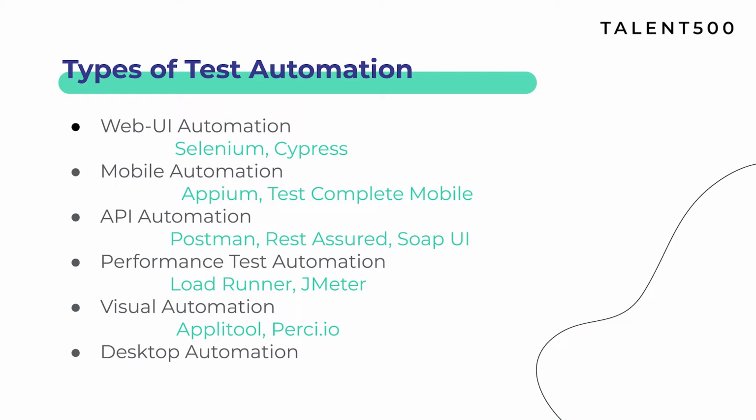Fourth point, performance test automation. Guys, performance knowledge is very important. And if you are working in APIs or backend, now front end is very important. Two prominent tools are LoadRunner and JMeter, and this is part of your non-functional automation.